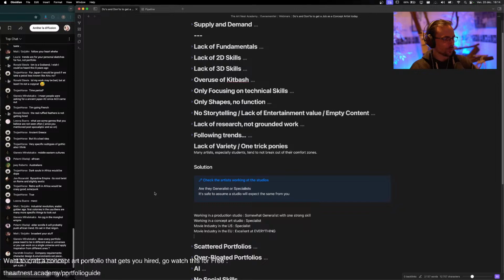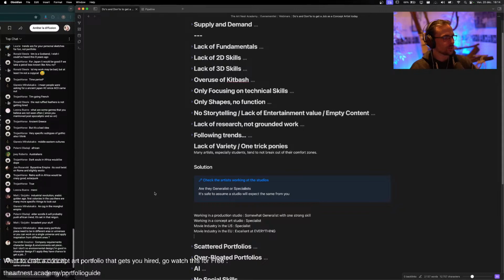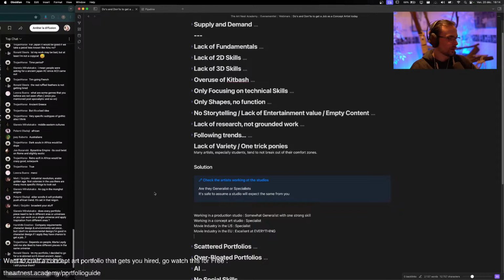Look at the studio. Do they require you to be generalist? If yes, you need to be good at both character and environment. If you're good at only one of them, apply to studios that are only requiring you to be good at one of them.